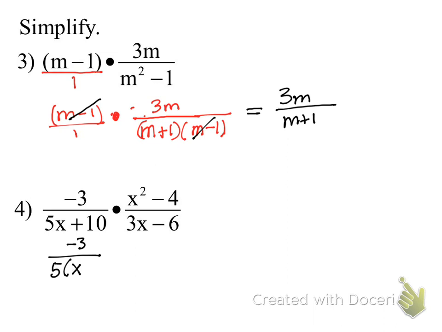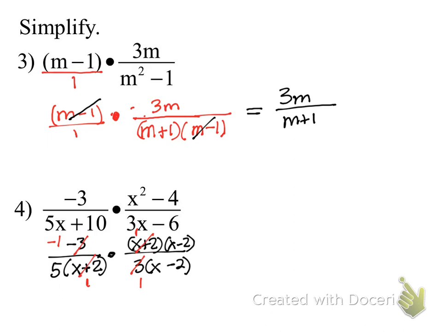5 times x plus what? 2. And then times, how do I factor the numerator? And then in the denominator, 3. Okay, now what can we cross cancel? Let's go with Noah. Can you cross cancel the quantity of x plus 2? Okay, what else? I'm left with a 1 and a 1. Keep going. A 3. Right? And here I'm left with negative 1.